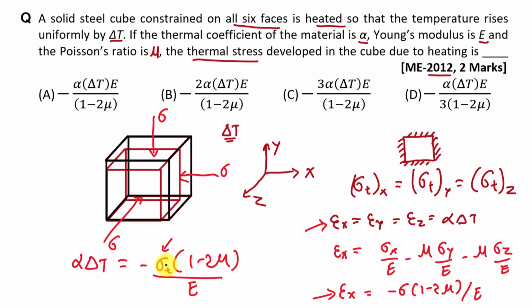So it is sigma T. And from here if you simplify this equation, then you will get sigma T is equal to minus alpha delta T into E divided by 1 minus 2 mu. Means option A is correct. Now there is also another method to find out thermal stress. It is a little bit similar, but it is different from here.